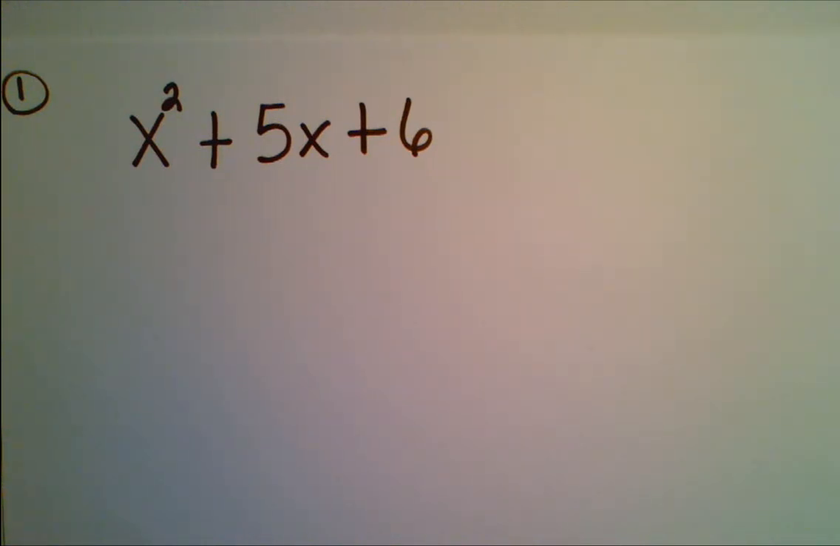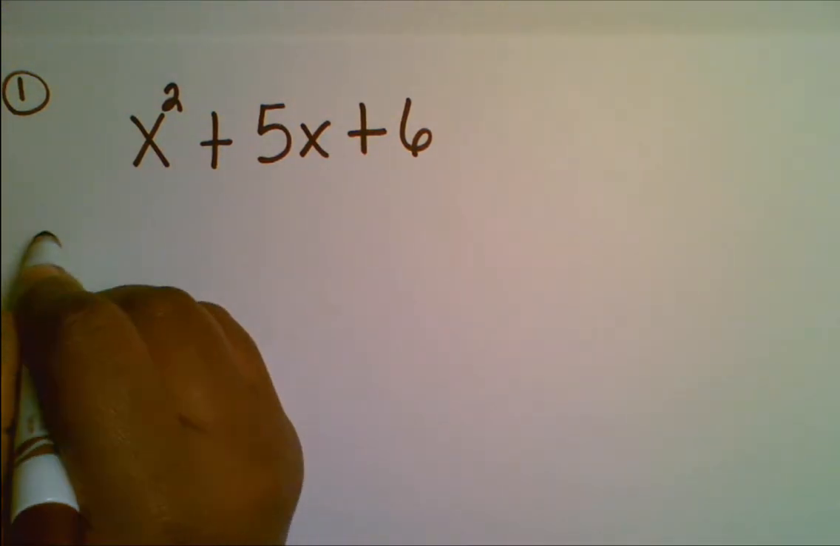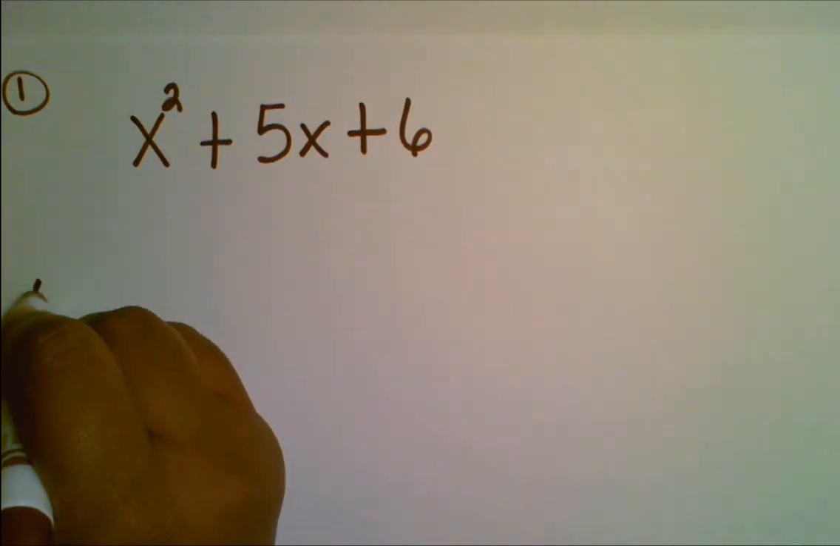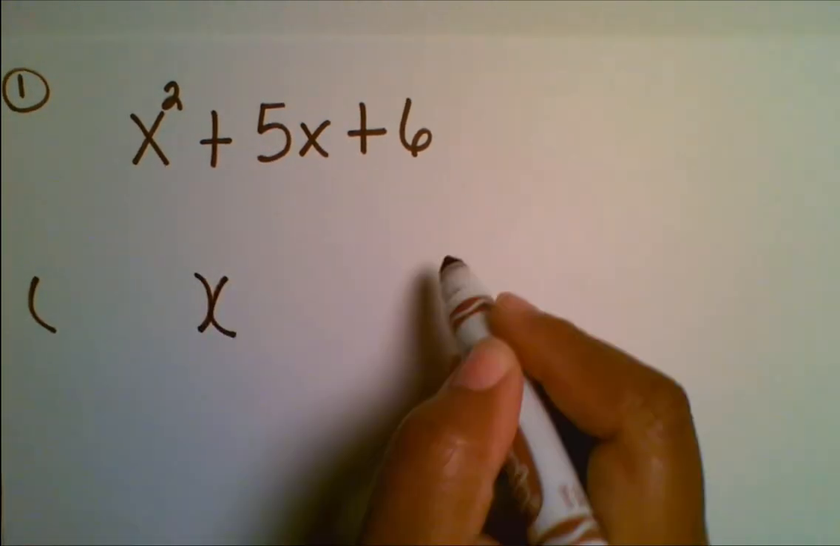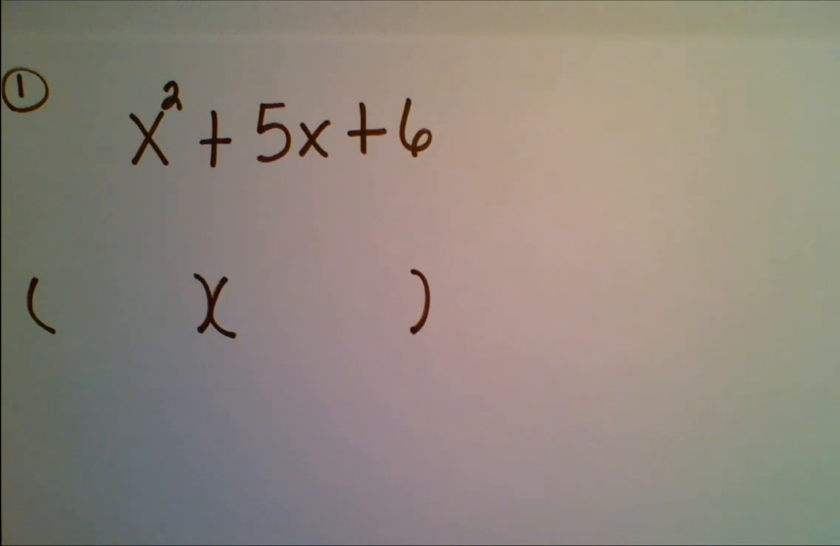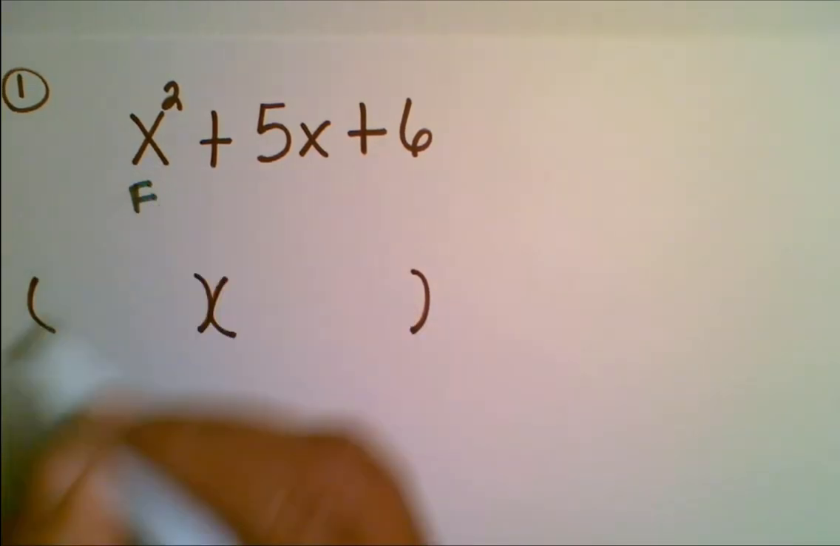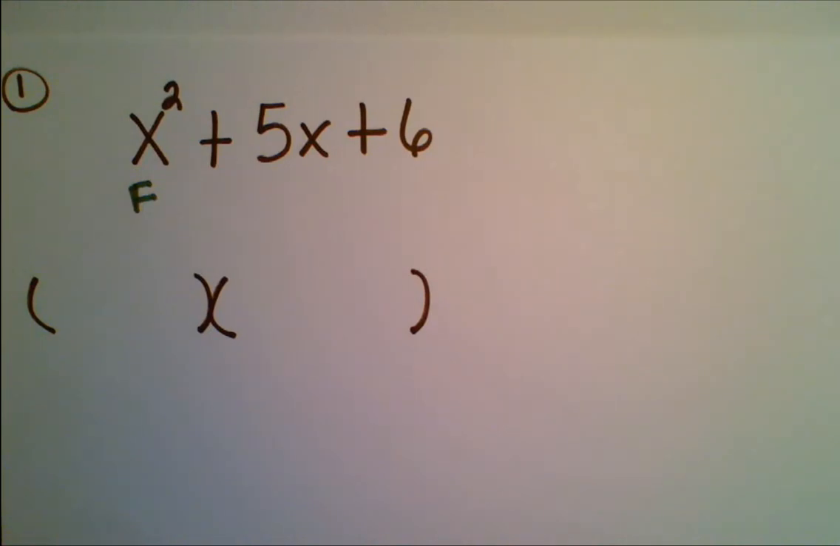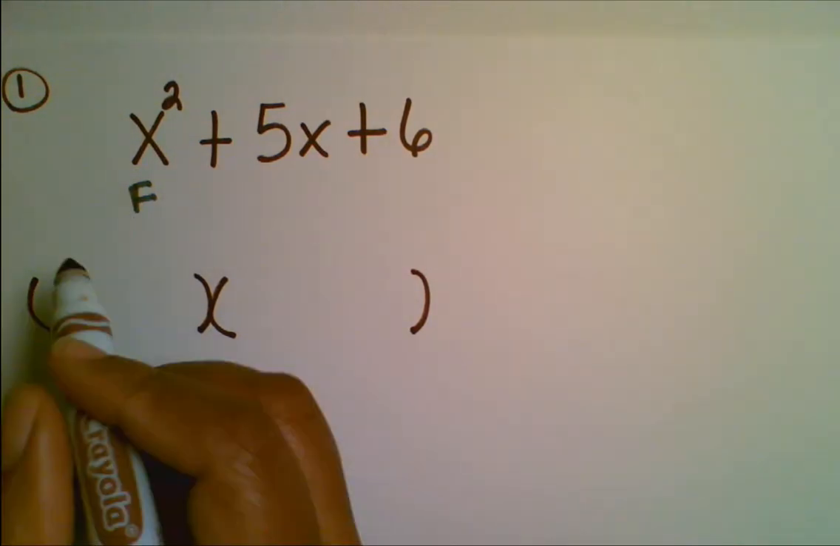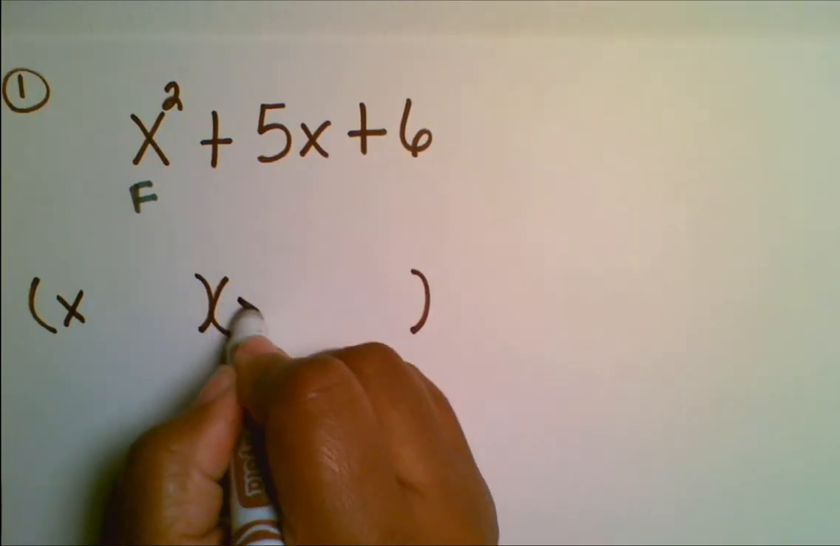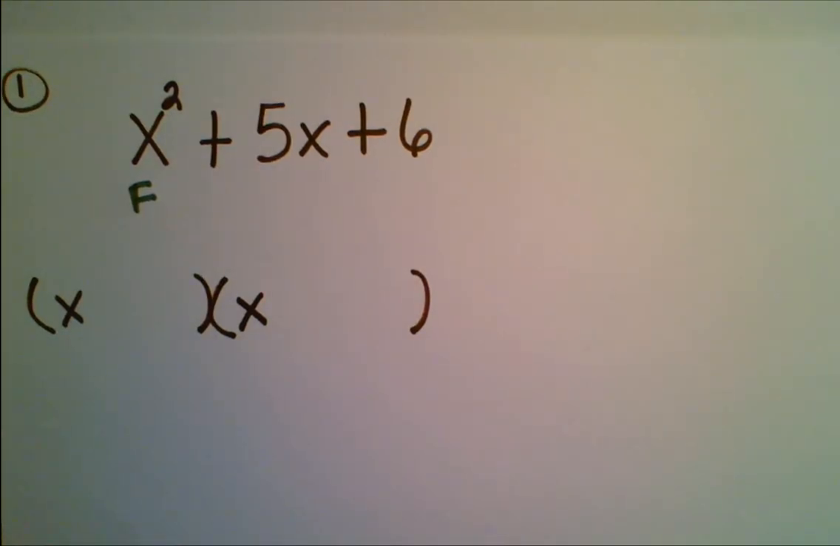Let's set up our parentheses. And we're going to fill in the factors of the first term, meaning let's break down x squared, which is x and x. And then, changing the order up from the steps, let's go ahead and place the signs in the parentheses.